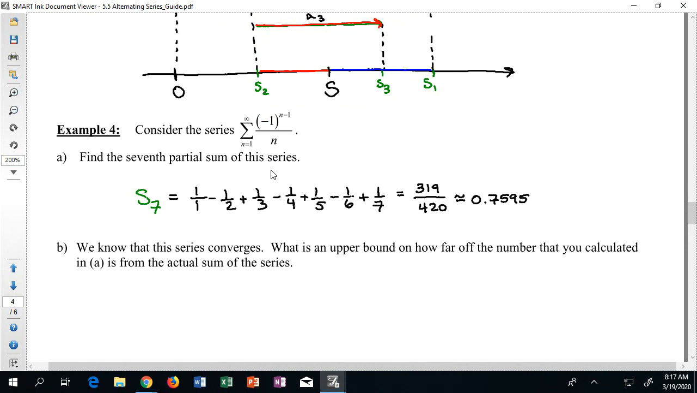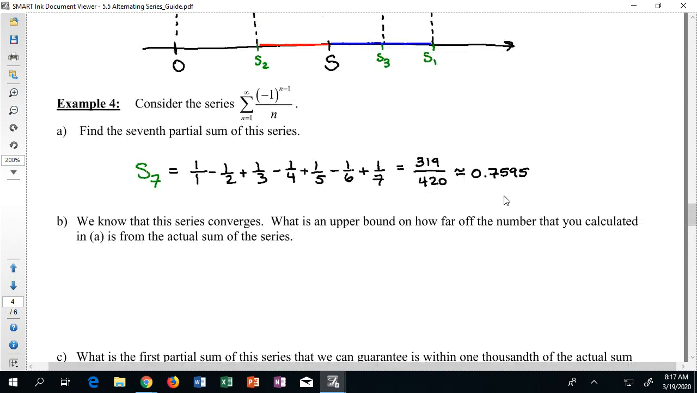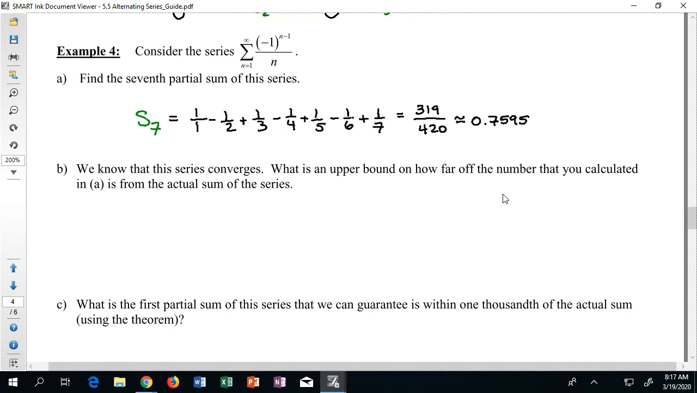But I could now ask the following question. If I know this series converges and there is a capital S, how far away is S7 from the actual right answer? Right now I'm at about 0.7595. Is that like 1 unit away from the correct sum? Is that like 3 units away? Is it like half a unit away? How close is our answer to the right answer thus far? Well, the above theorem tells us exactly what to do with that. It'll help us find an upper bound on how far off the number we calculated is from the actual sum of the series.